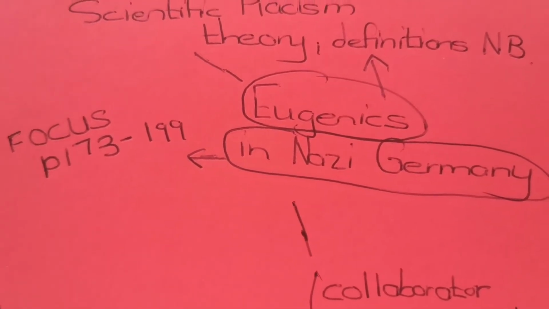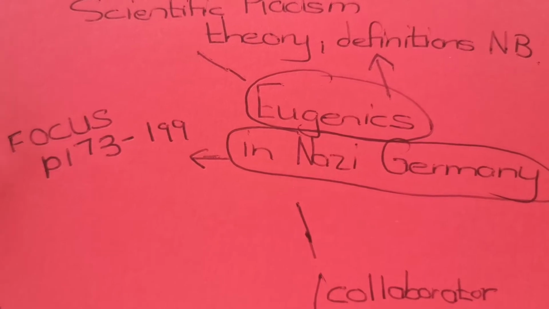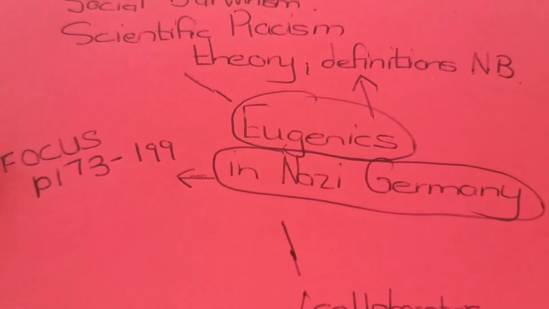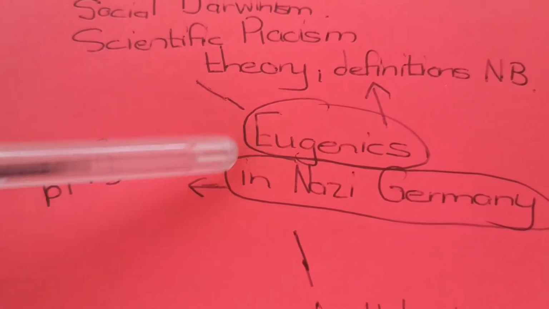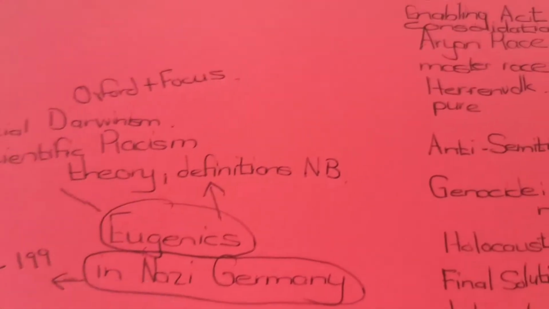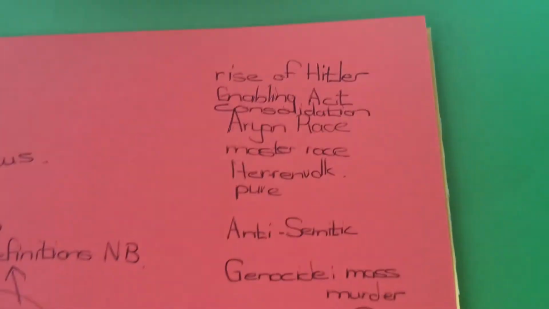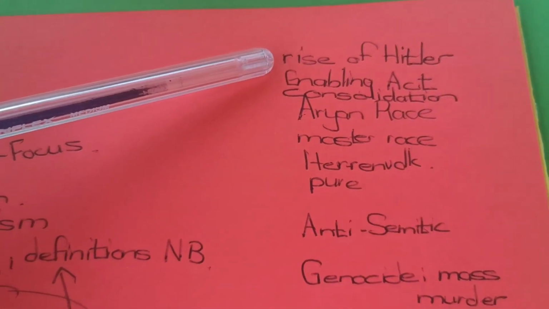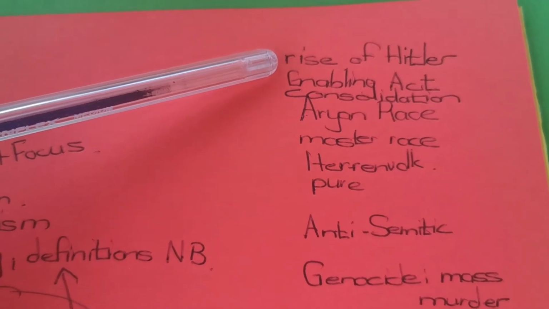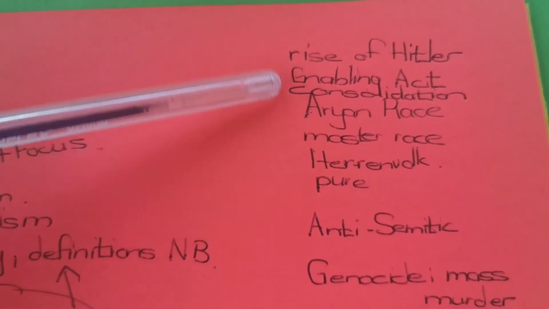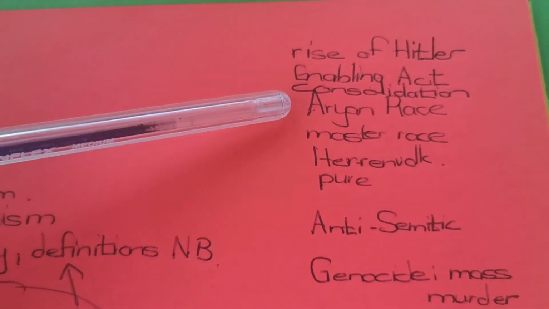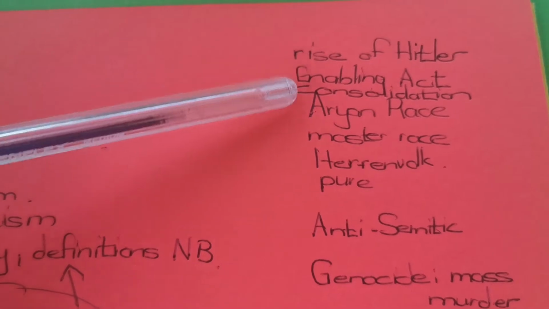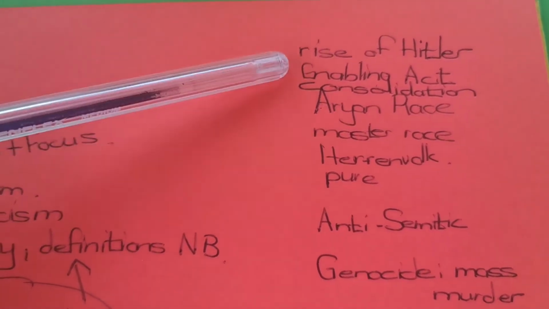And in Nazi Germany, Focus puts it beautifully from page 173 to 199. We can use Oxford as well. We've answered questions from there as well. But for an overview, that's brilliant. So when we look at Nazi Germany, there's various aspects to it. So first we have to look out for the rise of Hitler. And so we know about the Enabling Act and that he then took control of government using the Enabling Act. Then we look at the consolidation of his power. How did he set himself up as a dictator, as the Führer?